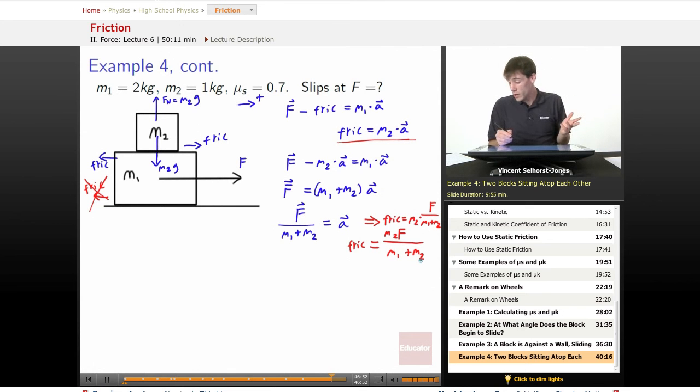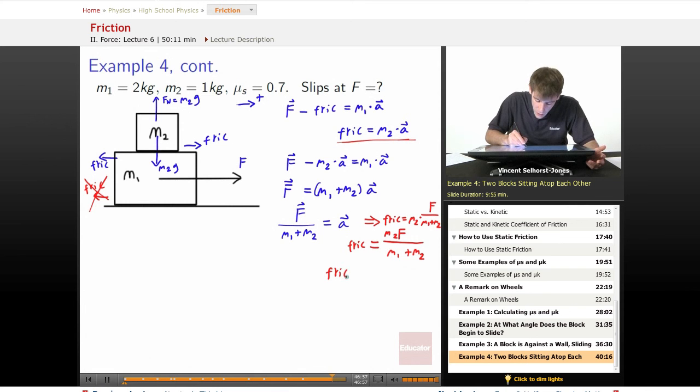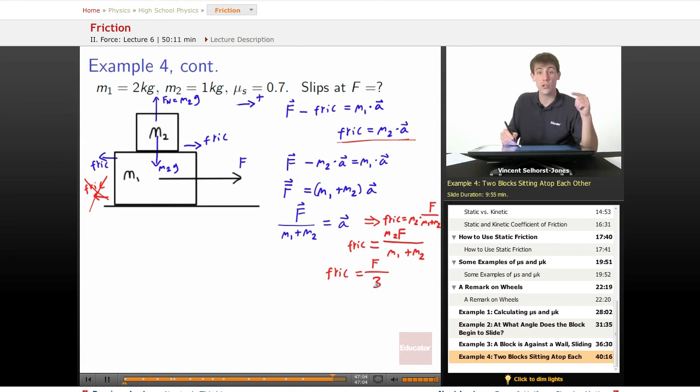What also is friction? In this case, friction is equal to M2, which was 1 kilogram, times F over 1 plus 2, 3. So friction's equal to F over 3, because that's the share that the top block has to get, because it has 1/3 of the total mass of the system, so it has to get its equal share for its mass to be able to move at the same acceleration. So the friction has to be equal to F over 3 for the acceleration to be the same between both objects. So what's the maximum amount of friction?